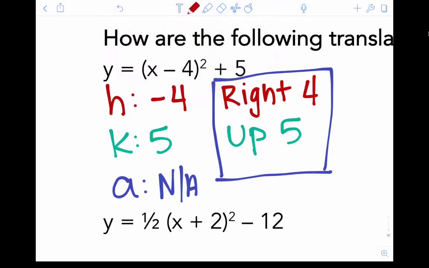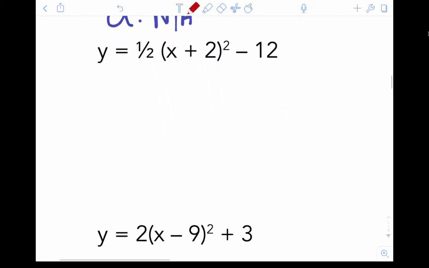All right, let's go ahead and do another one. y equals 1/2 (x plus 2) minus 12. So the h goes up 2. So if the h increases, then that means it's going to be a left 2.